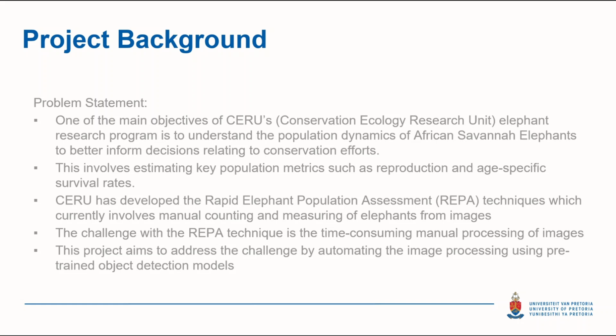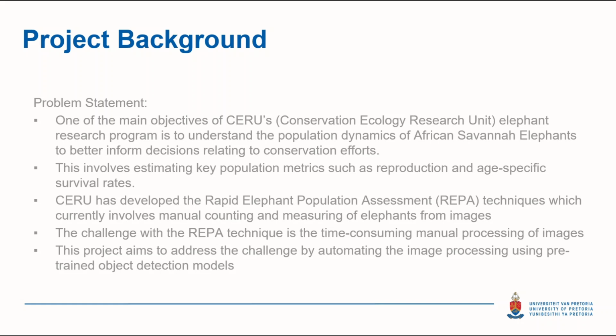So CERU has developed the Rapid Elephant Population Assessment Technique, also called REPA, which currently involves manual counting and measuring of elephants from images. So they measure the back length of the elephant, and this is used to estimate the ages of the elephant. The challenge with the REPA technique is that it is time consuming because it involves a lot of manual processing of the images in terms of measuring and counting the elephants.